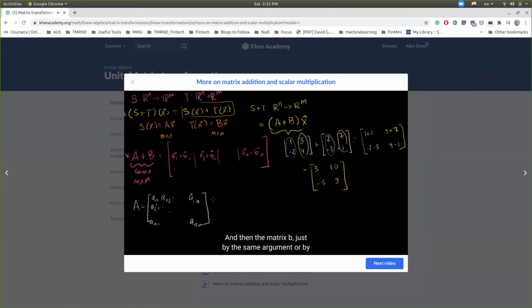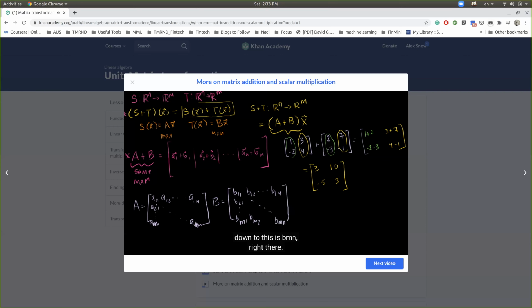And then the matrix B, by a similar definition, is this: B11, B12, all the way to B1n. This is B21, second row, all the way down to BMN. We have M rows, so this is MN. So this right here is BM1. This would be BM2, all the way down to BMN right there.